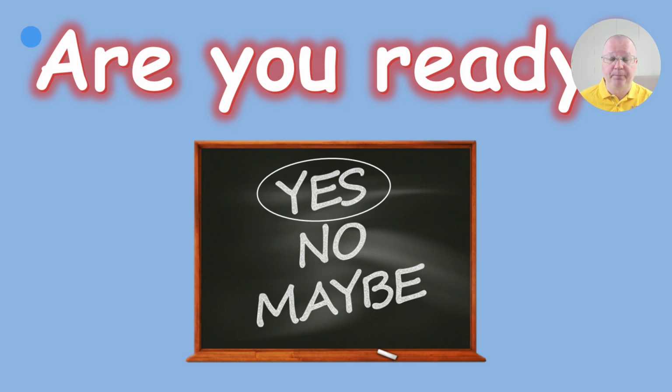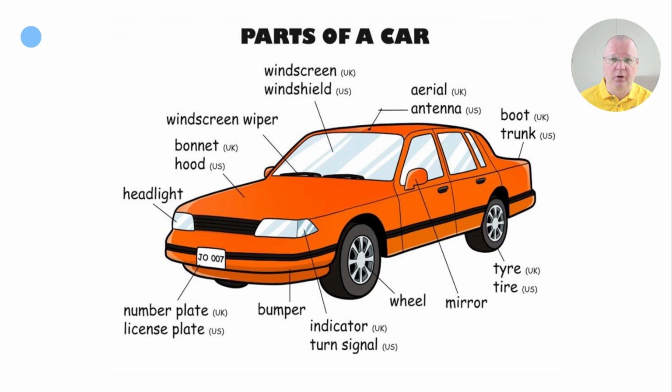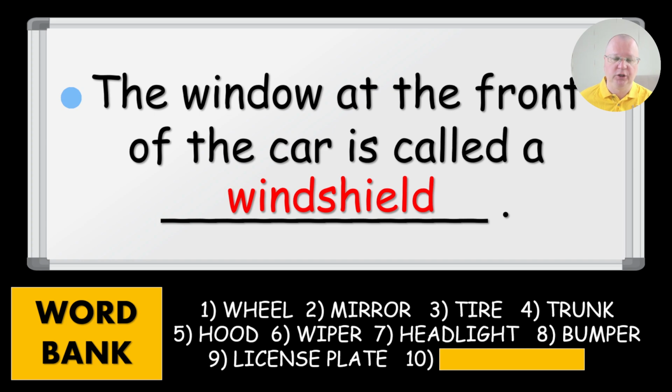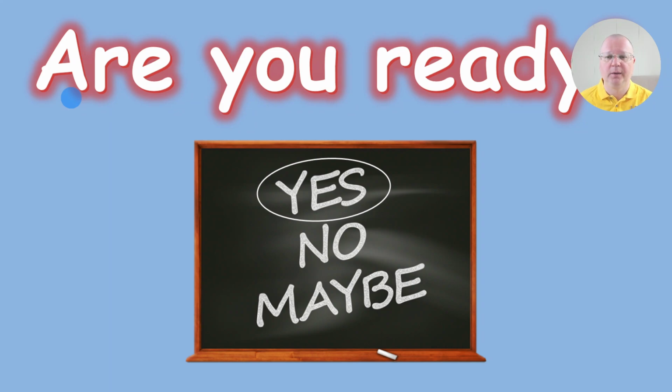You can invite one student from each team to stand up, and then you're going to show them this picture, parts of the car. This picture is going to disappear in 3 seconds. So they need to take a good look at that picture during the given time frame and then choose the correct word from the word bank. So in this case, the window at the front of the car is called a windshield. And then you invite the next pair of students, one student from each team.